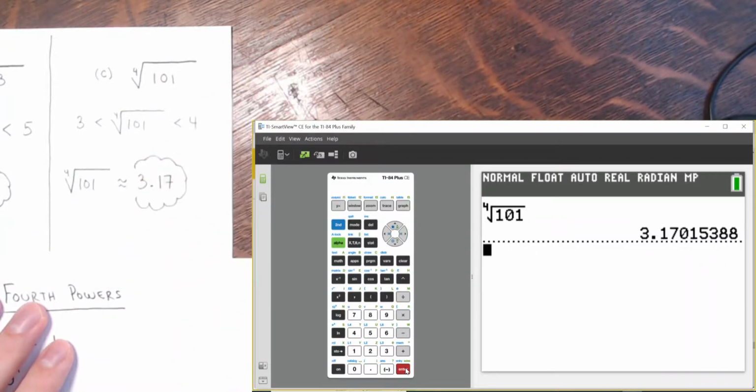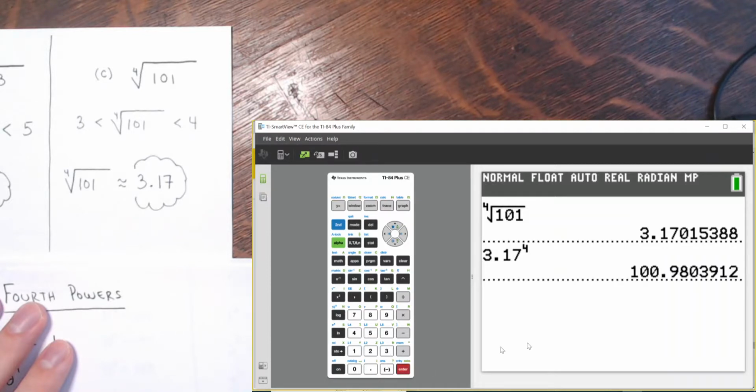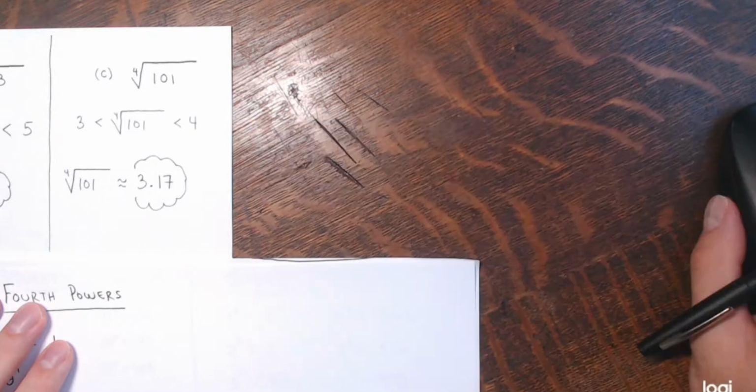Okay. And let's test that approximation. Take 3.17 and raise it to the fourth power, because this was a fourth root. And this should be close to 101. And it is, 100.98. That's close to 101. So this 3.17 is a reasonable approximation of the fourth root of 101. Great.